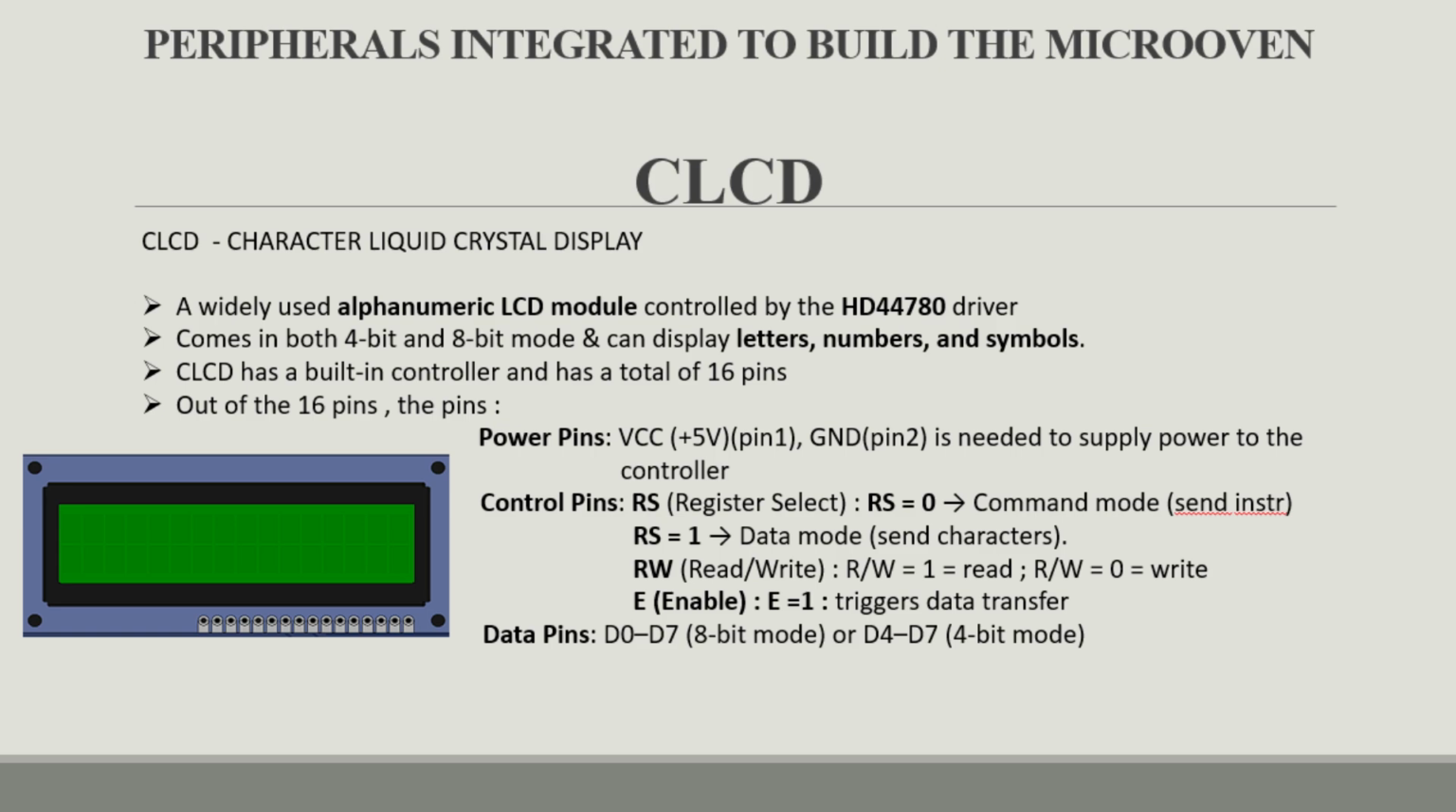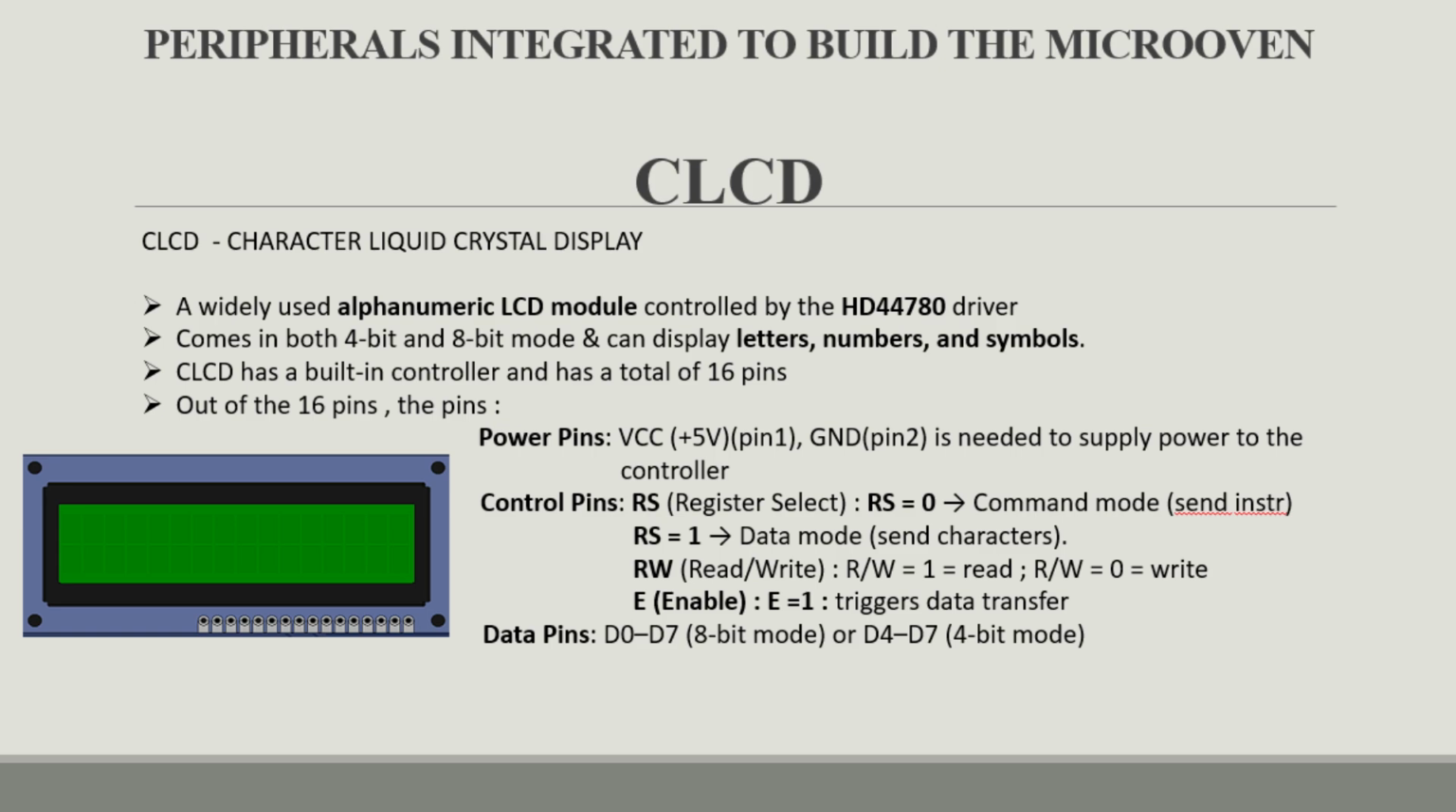We have another control pin, which is the R/W or read write pin. When this pin is enabled, it is used as a read mode to read data from the CLCD, and when it is off, it is used as a write mode to send data to the CLCD. Another pin we have is the enable pin. When the enable pin is enabled or when it is 1, it triggers a data transfer. Further, the data pins of the CLCD start from D0 to D7 for 8-bit mode and D4 to D7 for 4-bit mode. The 4-bit mode saves the microcontroller pins by transferring data in 2 steps.